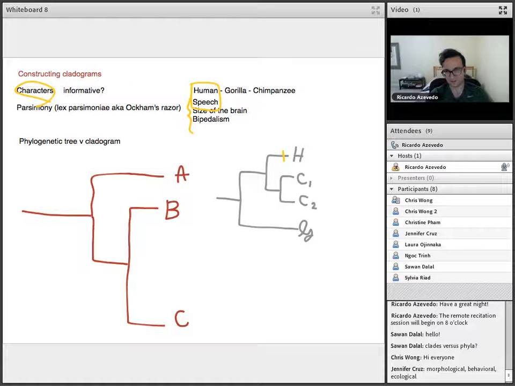So let's say this yellow line is speech. So that character doesn't tell you anything about the common ancestor of humans and these two species of chimps because chimps, they don't have this ability, so you can't say if that was shared. Also, gorillas, they don't talk, so the character related to speech doesn't tell you anything about the common ancestor here. So actually, let's name these common ancestors.